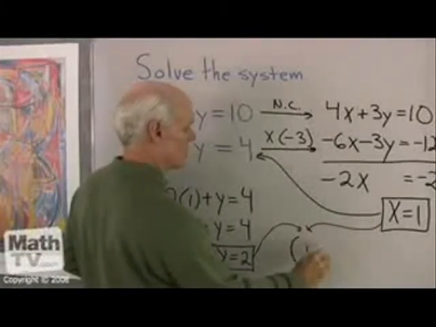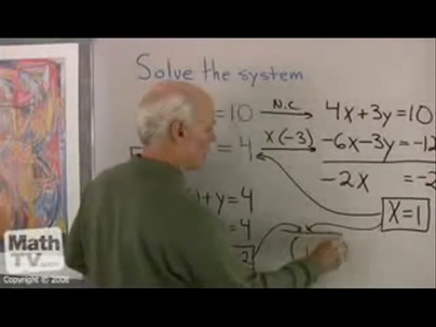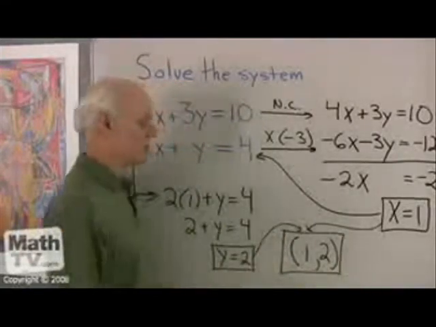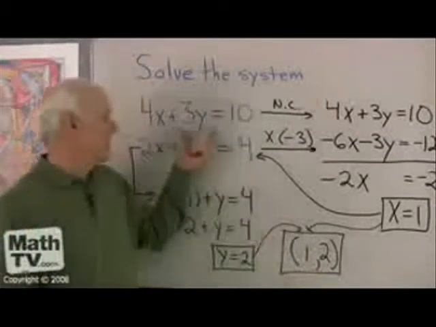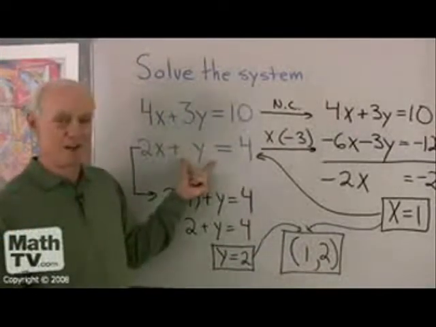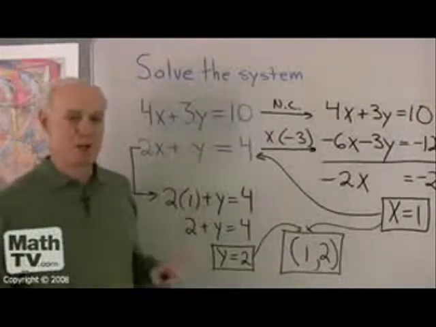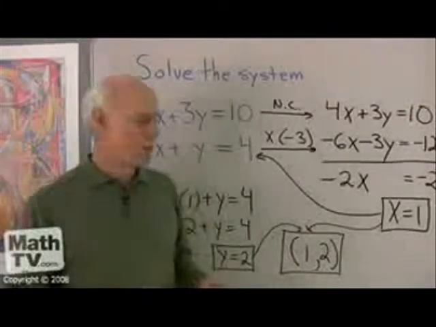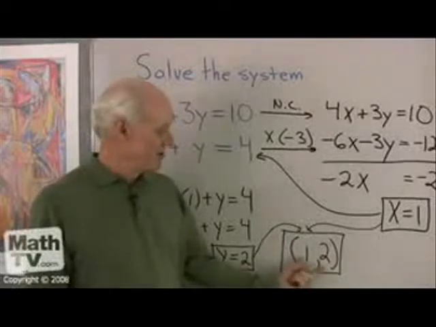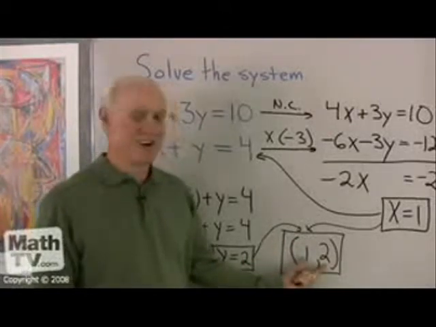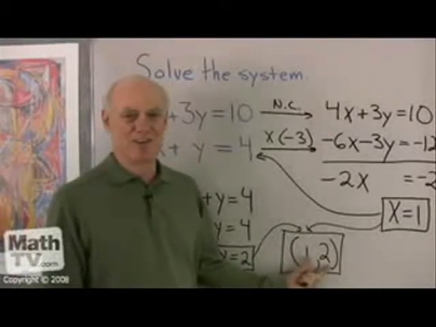So my solution to the system is the ordered pair x equals 1, y equals 2. That ordered pair satisfies this equation, and it also satisfies this equation. And in fact, it's the only ordered pair that does that, because these are two lines that intersect in one point, and these coordinates right here are the coordinates of that point of intersection.